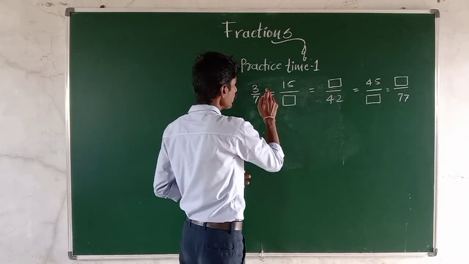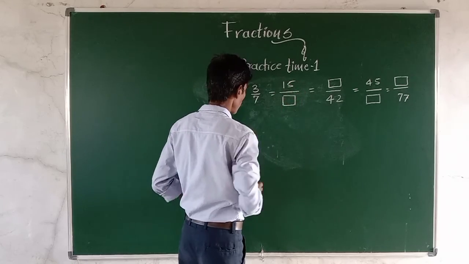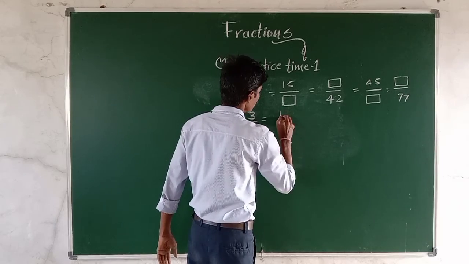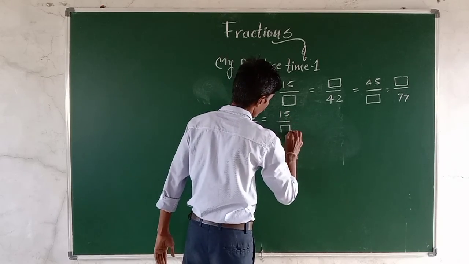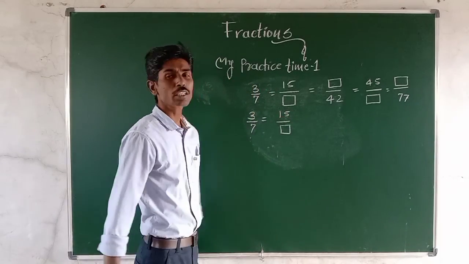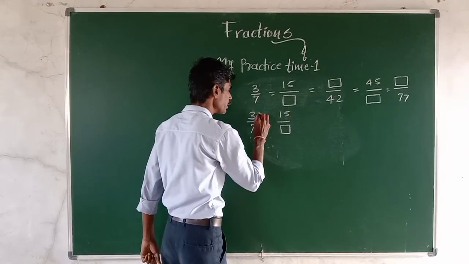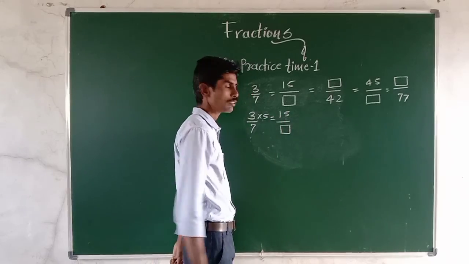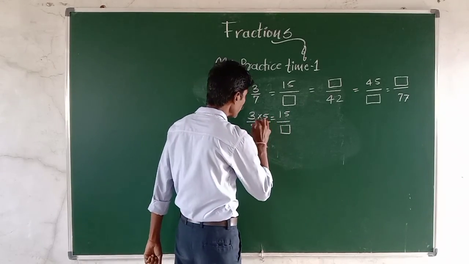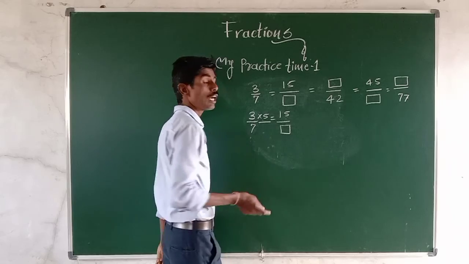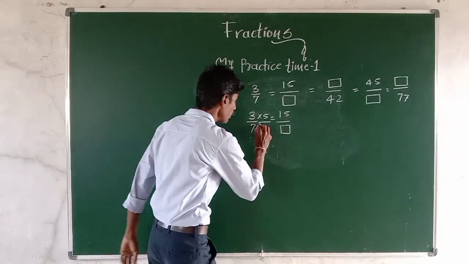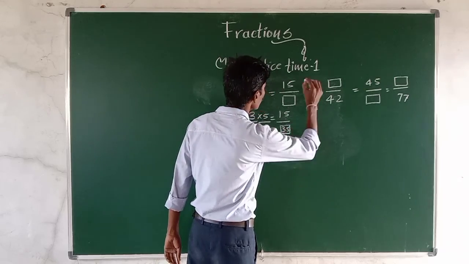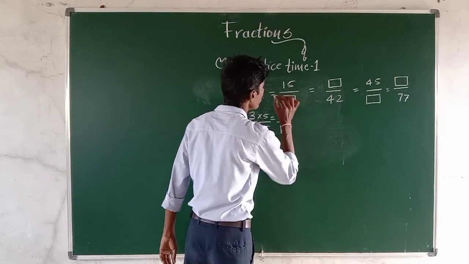3 by 7 is equal to 15 over a box. But how does 15 come? If we multiply 3 by 5, then 15 will come. But if we multiply the numerator by 5, we must multiply 7 also by 5. So 7 into 5 is 35. So you have to write 35 here.